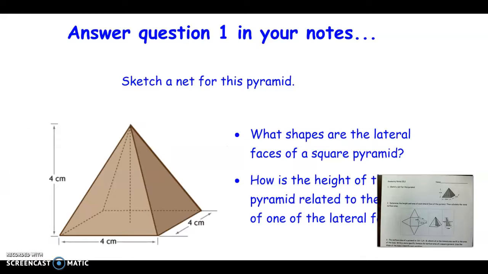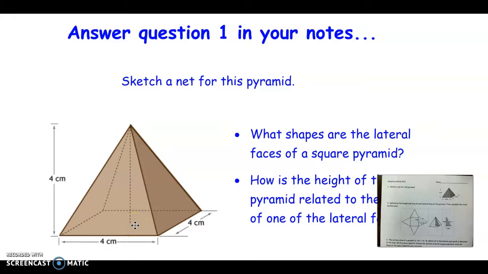So in question 1 of your notes, you're asked to sketch a net for this pyramid. As you can tell by the base, since it's 4 centimeters in length and 4 centimeters in width, the base is a square. So this would be called a square pyramid.